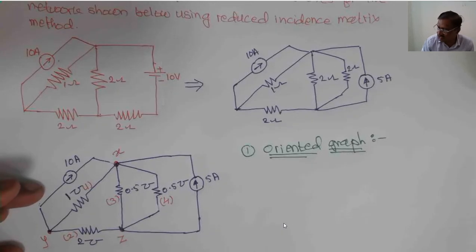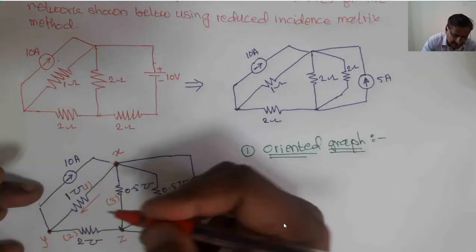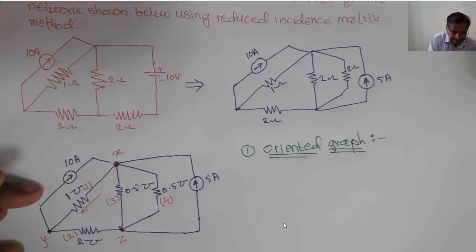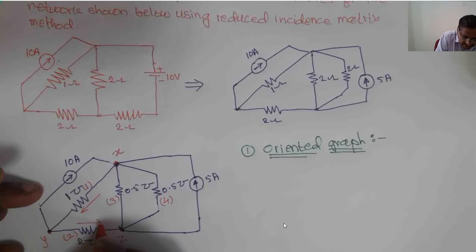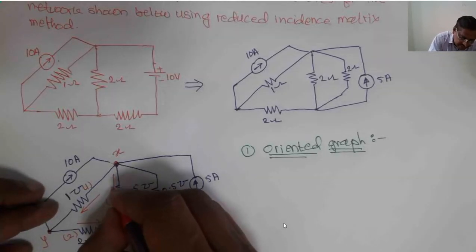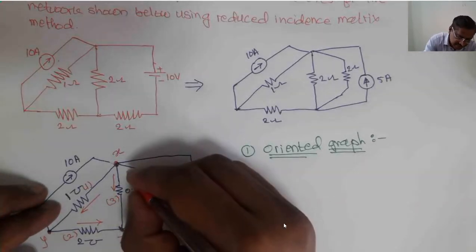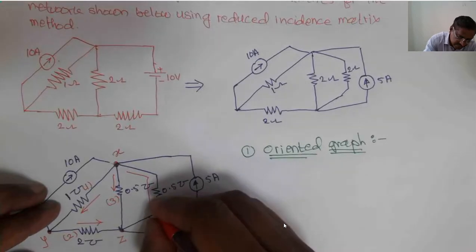These are the branches. Now assume any suitable direction of the current. For this first branch, I am assuming its current as downward. For the second branch, I am assuming its current as forward. For the third branch, I am assuming its current as downward. And for the last branch, the fourth branch, I am assuming its current as downward.